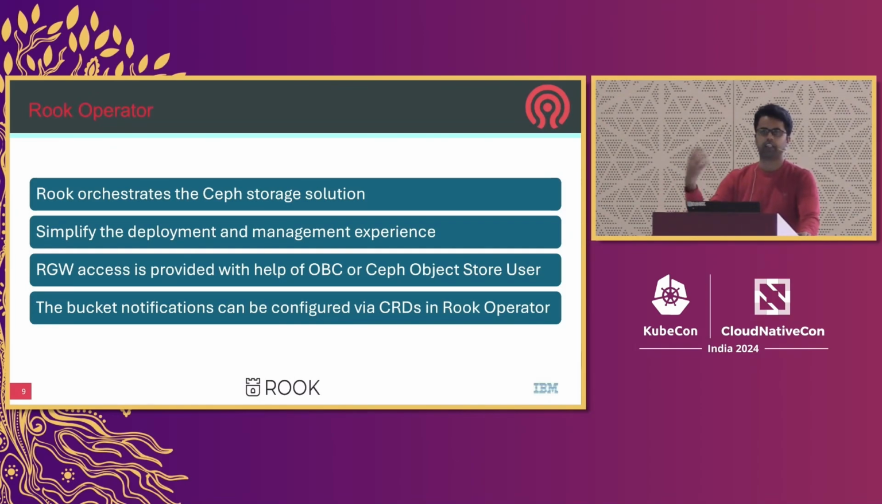Otherwise, you can create a user, and using the user, you can create a bucket as well. So those are two options which are available in the Rook operator. It also has CRDs for notification. So I can define a notification, and in the notification, I can mention which endpoint I need to send the notification to and all those things. These things are already available in the Rook operator.